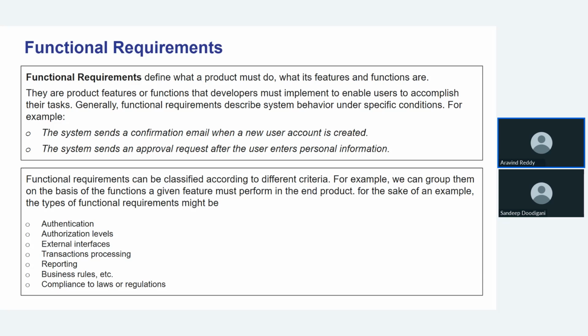So this is how the functional requirements will be used. The functional requirements can be classified according to different criteria. For example, we can group them into basic functions that a given feature must perform. For the sake of an example, the types of functional requirements we can see are authentication and authorization level, external interface and transactions, reporting, and business rules and compliance with laws and regulations. So these are the different requirements to perform an operation.